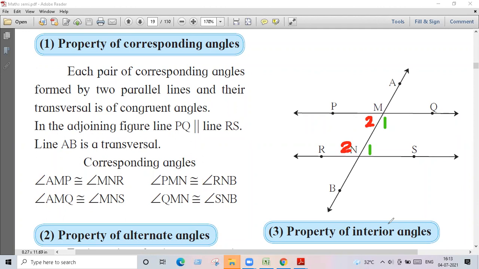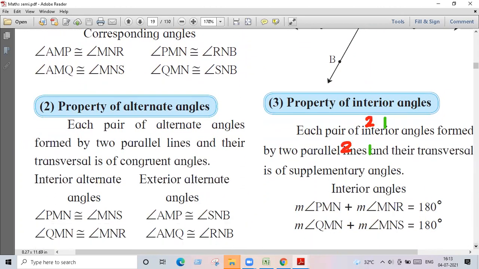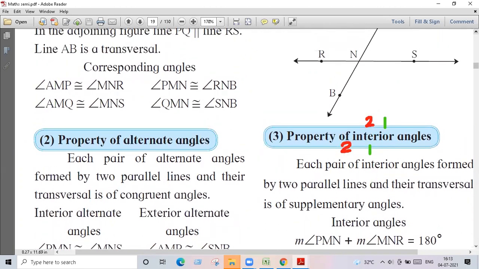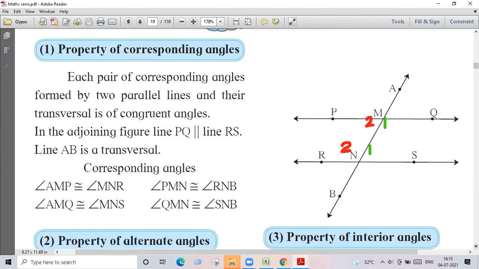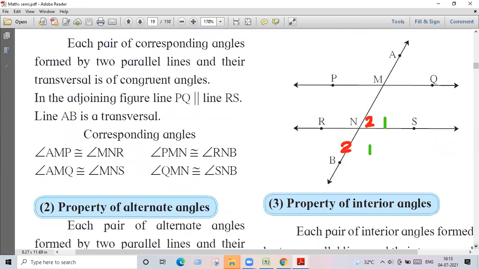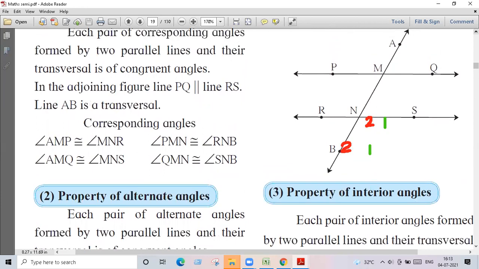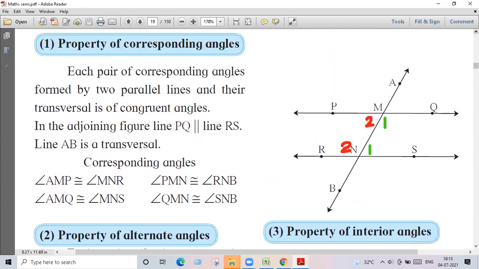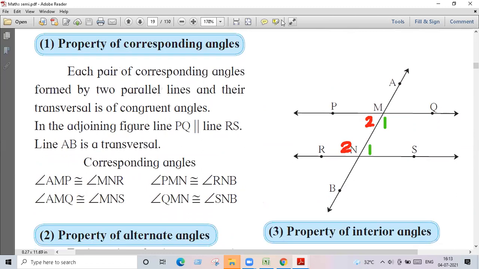Interior angles are never congruent, but they are supplementary. That means the sum of their measure is 180. PMN plus MNR is equal to 180, and QMN plus MNS is equal to 180. So this is your third property, the property of interior angles. Corresponding and alternate angles are congruent, but interior angles are not congruent. They are supplementary. Their sum is 180.